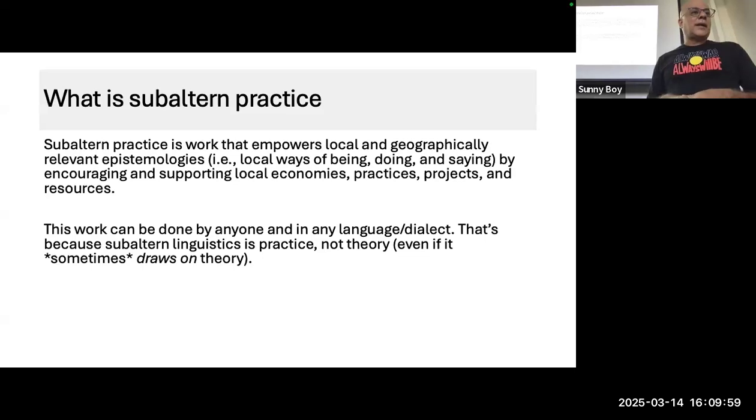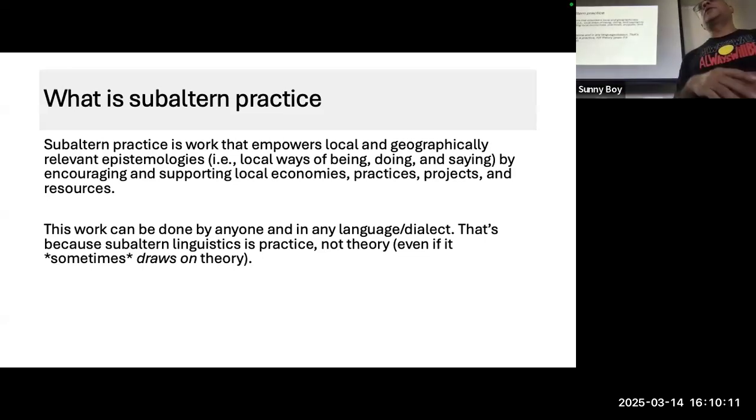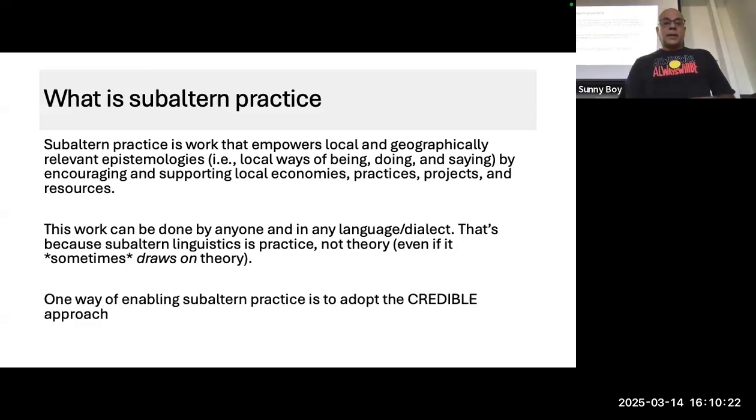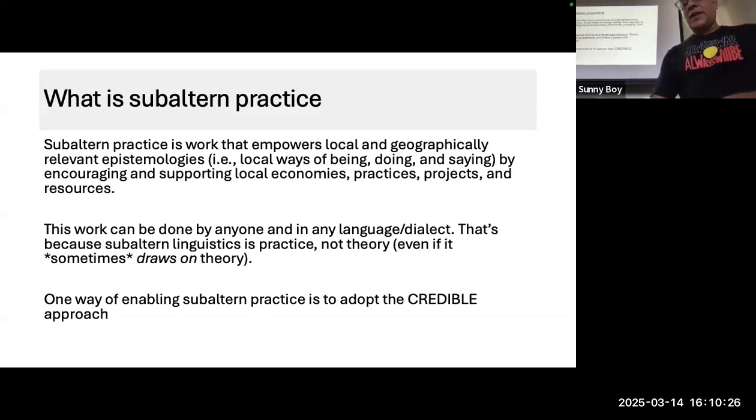So it can be done in any language, any dialect. There's no restrictions. And in fact, we often encourage people to do work in their own languages. So the workbooks, for example, that we will see are workbooks for teaching Cantonese, workbooks for teaching Mandarin, and in other projects, we have created other kinds of workbooks as well. So we try to create this project through what we call the credible approach.